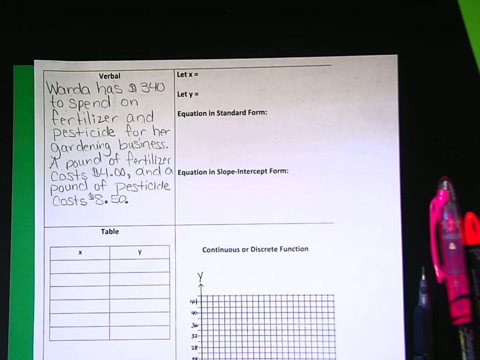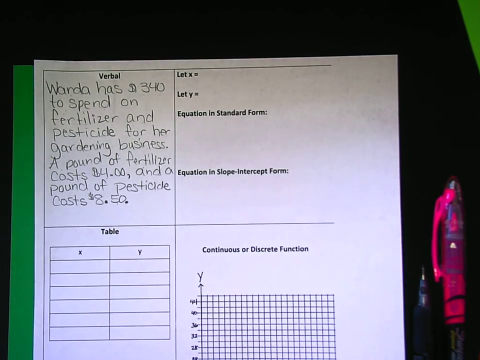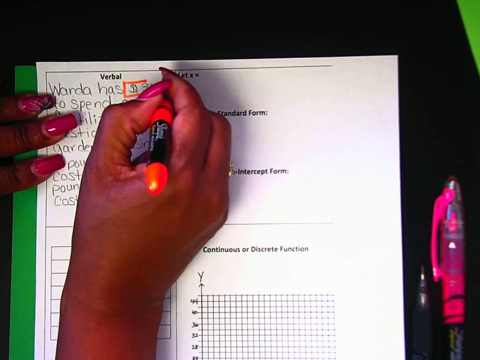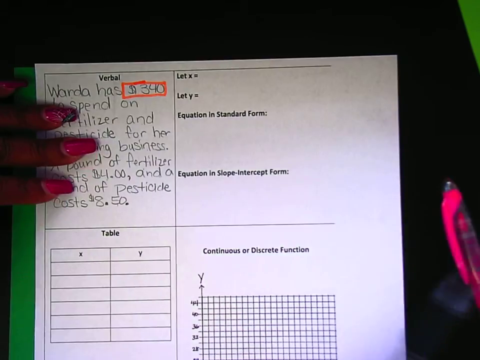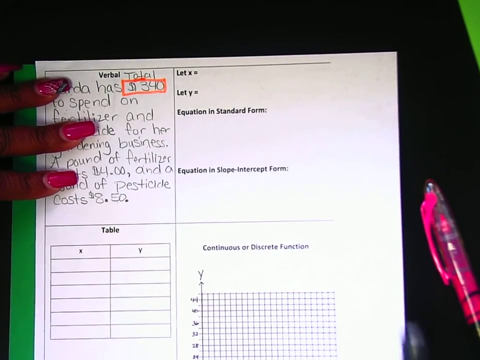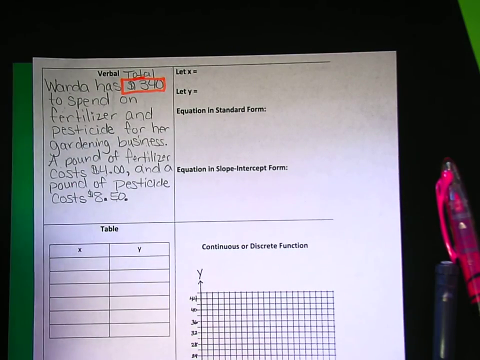They never told us how many pounds she was buying. Okay, so first of all, let me go back up here with the $340. I need to know this is Wanda's total. So I'm gonna put above here "total." That's her total she could spend. Total amount of money she could spend. She can go over it.